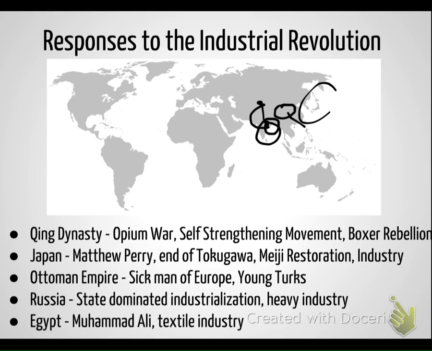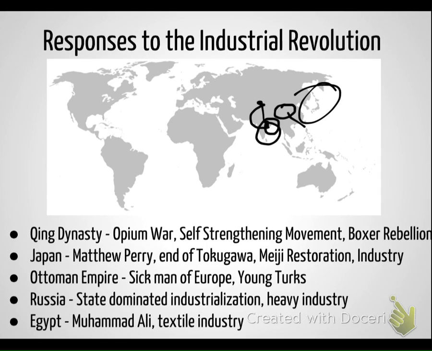Then we have Japan. Japan, same situation, almost, only the U.S. are the people that force open the ports here. Matthew Perry, not the guy from Friends, comes on in, wants them to open up to trade because they've been very isolationist. We remember from the last period, they only really traded with the Dutch. And so because of these changes, some chain reactions end the Tokugawa shogunate, and they have this Meiji restoration where they move forward with industry and actually are really successful.